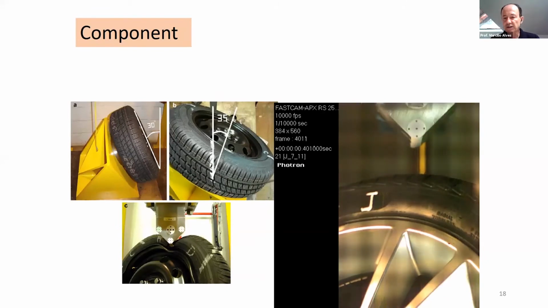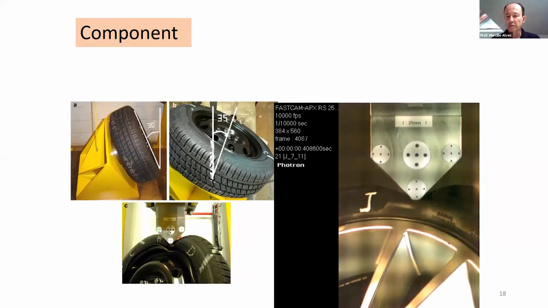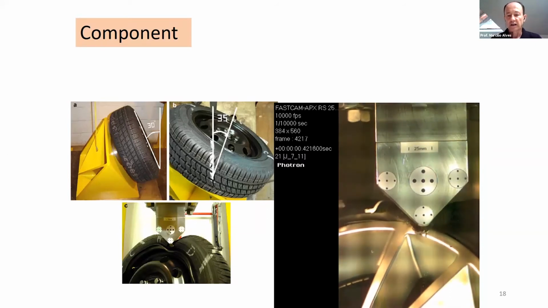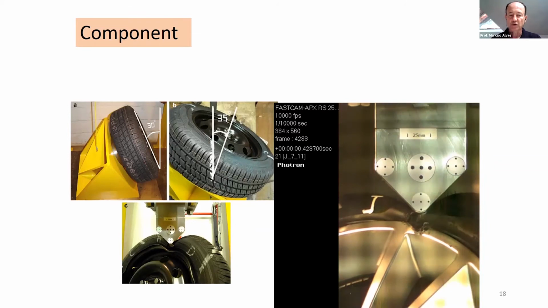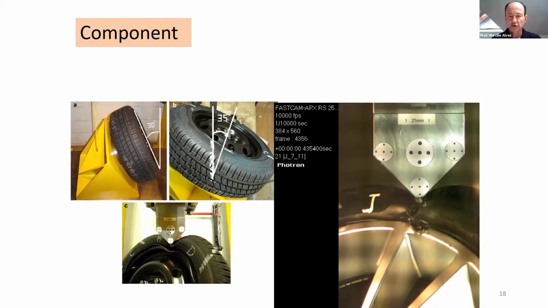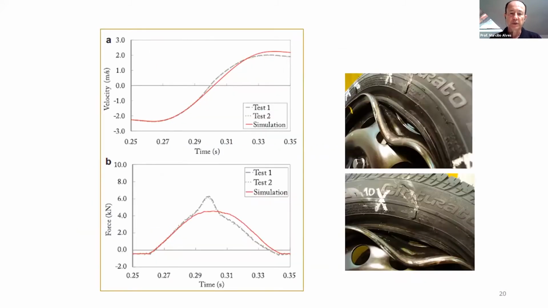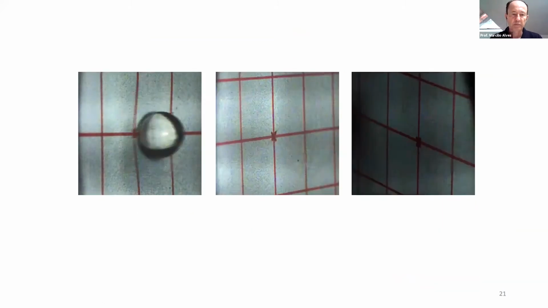We also did tests on a very complex structure or component, which is a tire. This was done many years ago, but I bring it here to show that we had this whole process of geometry definition, material definition, and we did the numerical simulation comparing very well with the experiments.